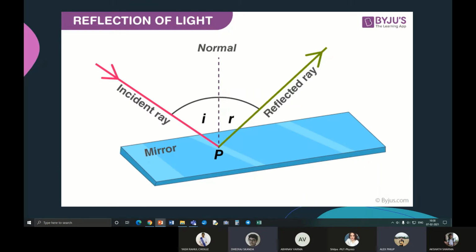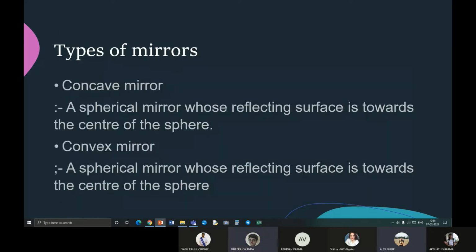As you can see here, the incident ray, the reflected ray, and the normal all lie on the same plane, that is a mirror, and the angle of incidence is equal to the angle of reflection. There are two types of spherical mirrors. The first type is the concave mirror.